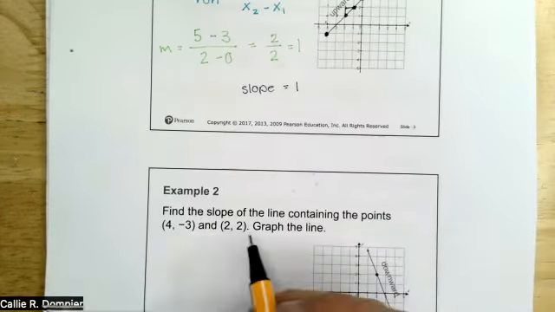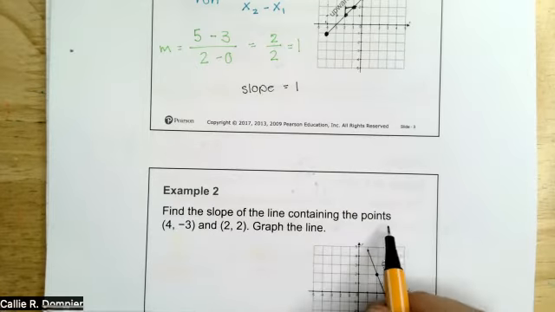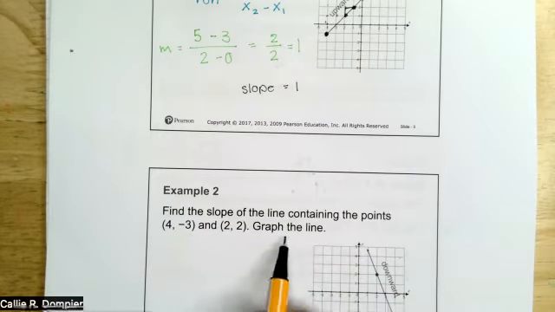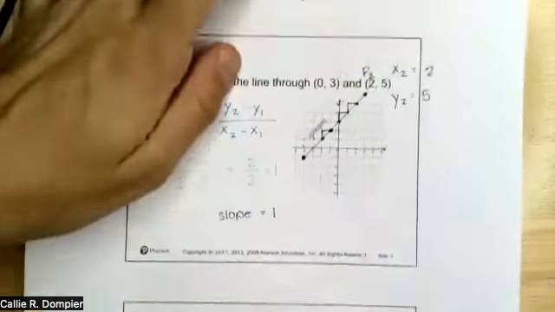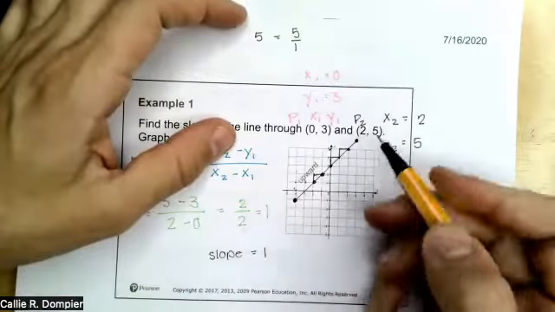So example 2 says find the slope of the line containing the points (4, -3) and (2, 2). Graph the line. Also, this is a +1.